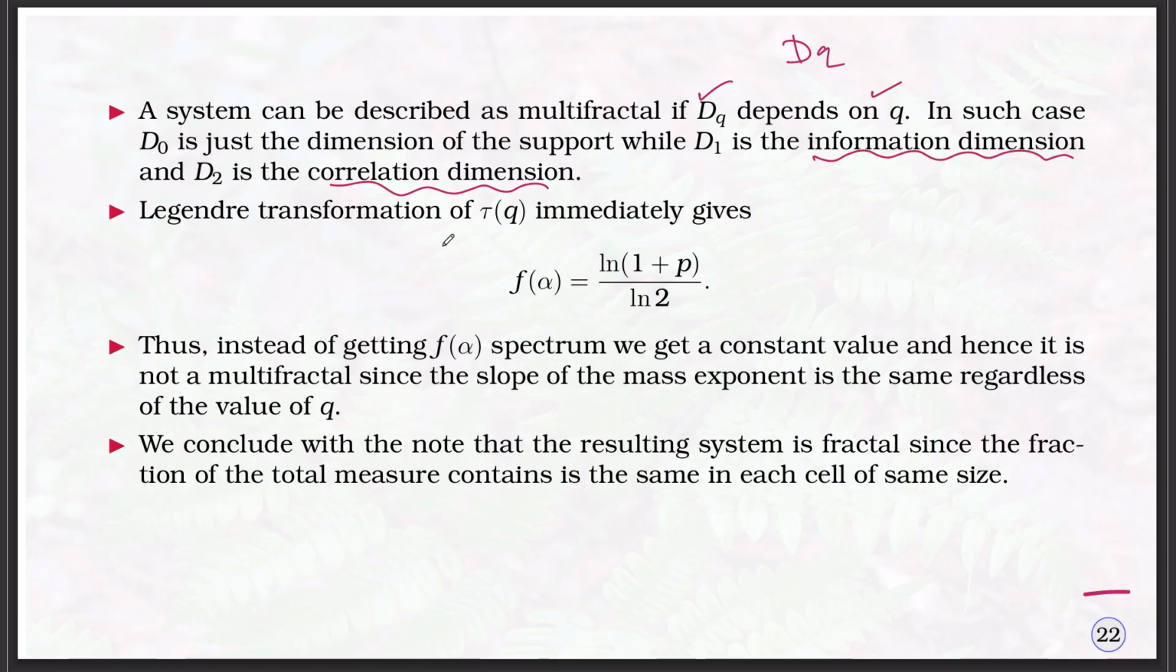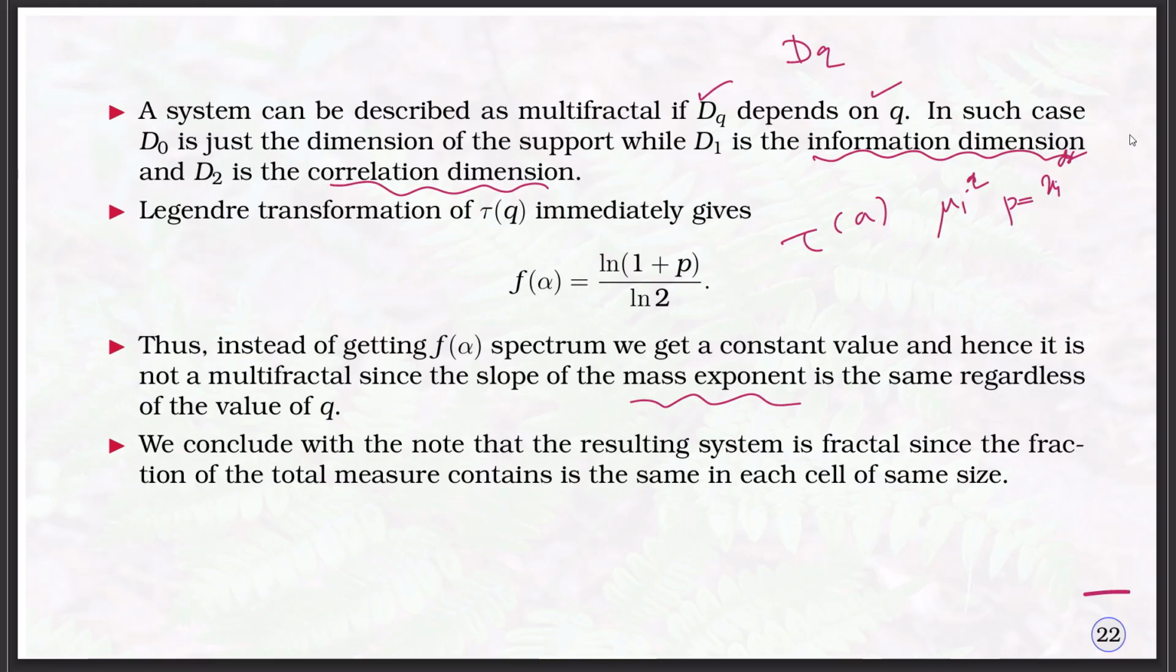So now taking the Legendre transform of tau q, one can get f of alpha equal to 1 plus p by 2. Thus, instead of getting f of alpha as a spectrum, we get a constant value, and hence it is not a multifractal. The slope of the mass exponent is the same regardless of the value of q. The tau q value is the same regardless of q, because when we raise mu i power q, the probability is xi power df.